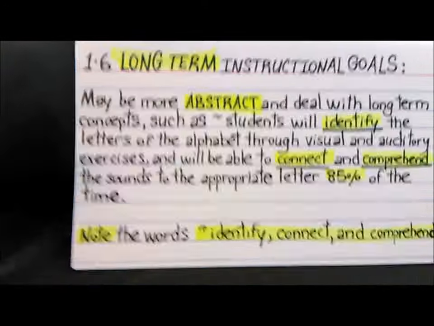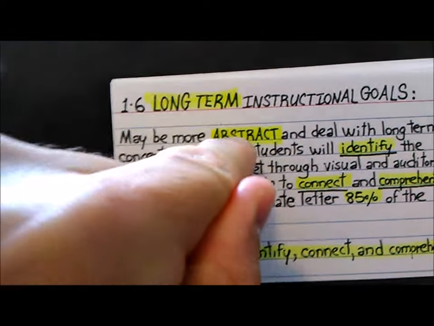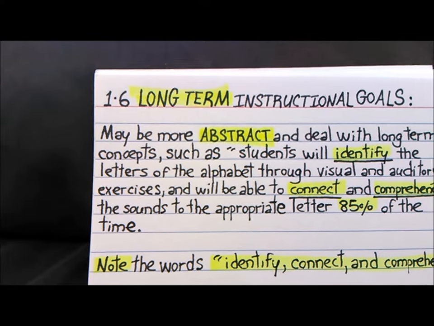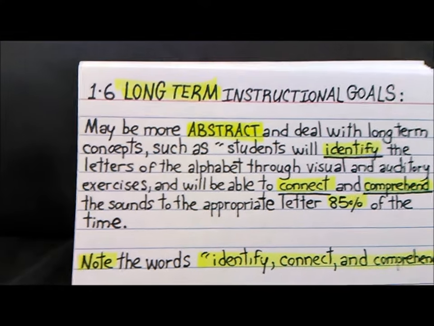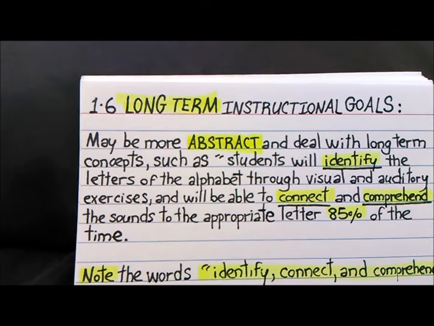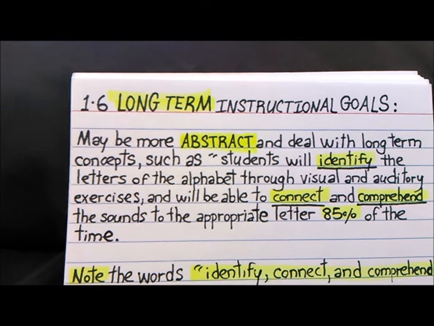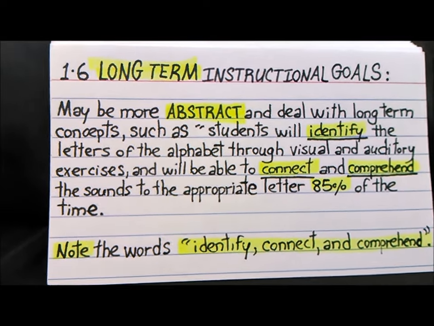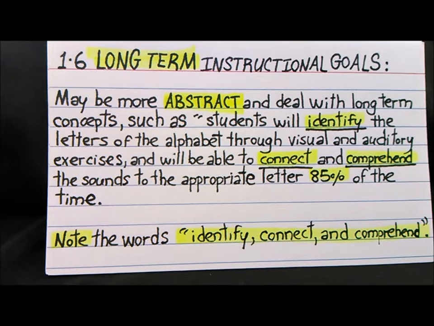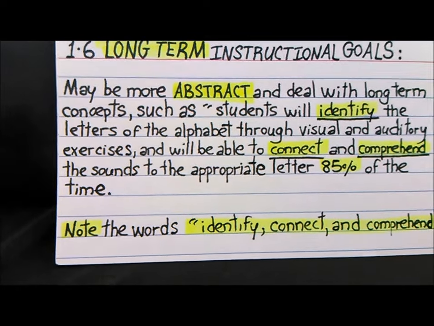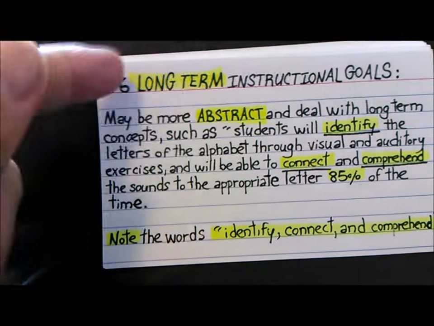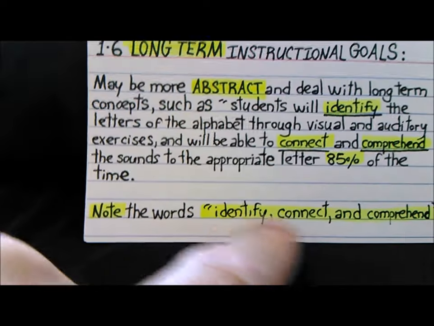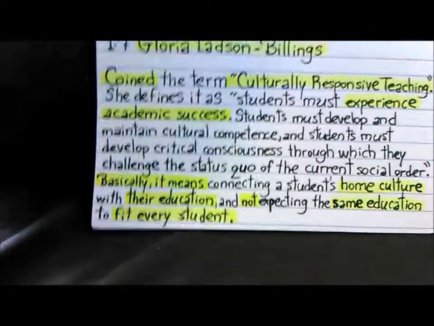Long-term instructional goals. They may be more abstract and deal with long-term concepts, such as students will identify the letters of the alphabet through visual and auditory exercises and will be able to connect and comprehend the sounds to the appropriate letter 85% of the time. You see, that sounds more like a long-term instructional goal. Note the words identify, connect, and comprehend on this.